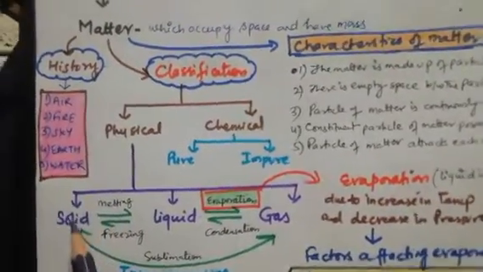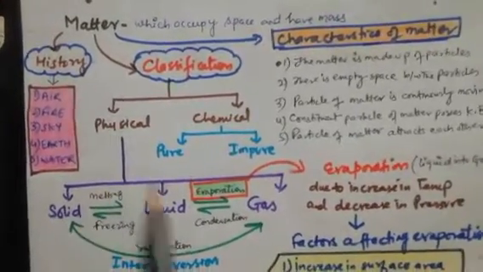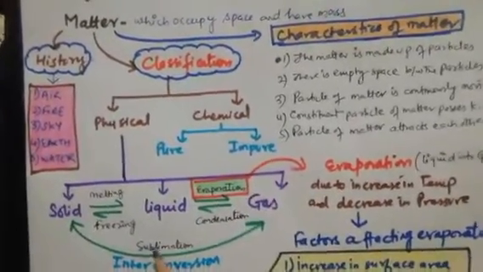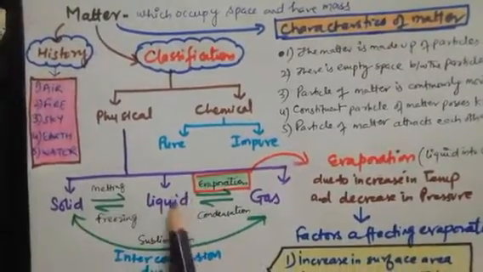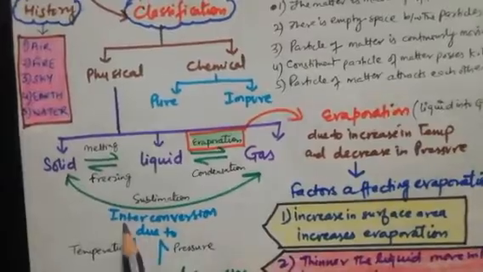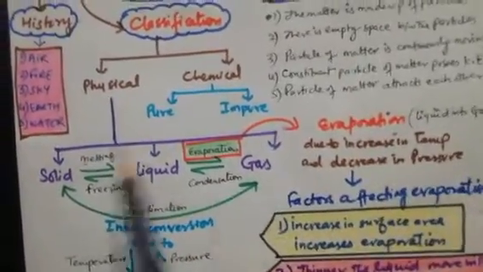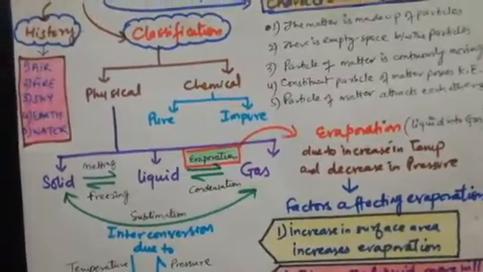Now when we studied solid, liquid, gas, then we asked, can solid be changed into liquid, into gas? Yes, the answer is yes. We can change solid into liquid, and liquid into gas. This process is called interconversion. Inter means in between, conversion means converting from one form to another. So the best example we have is ice.